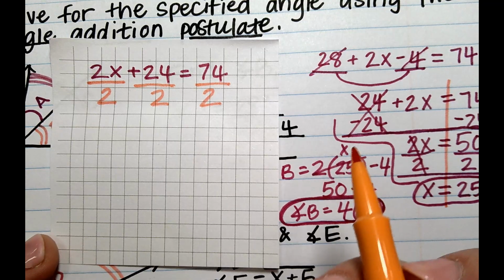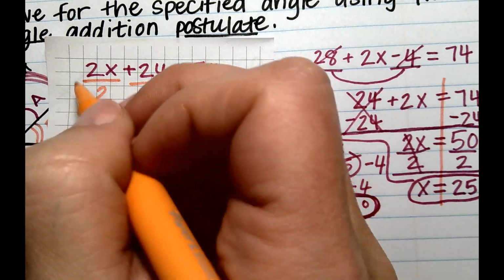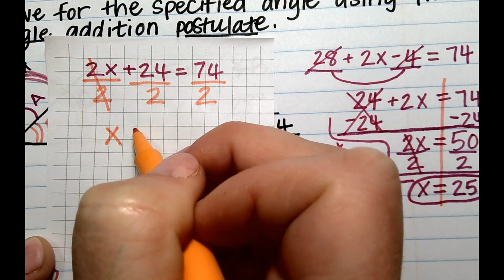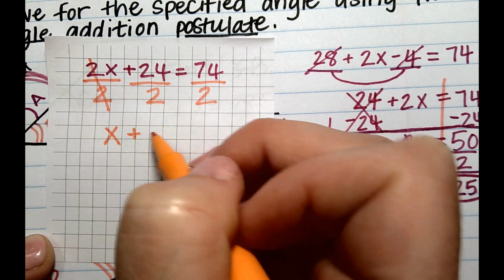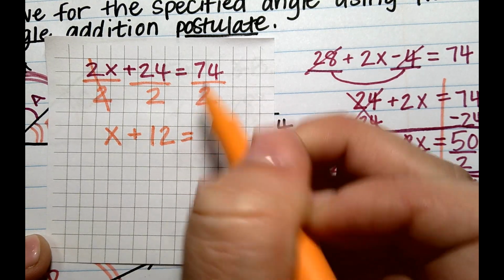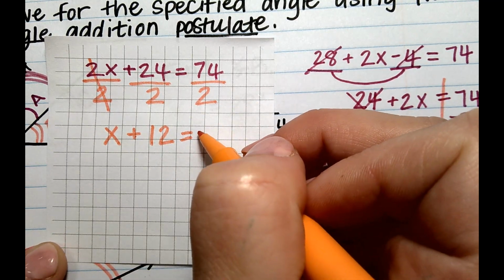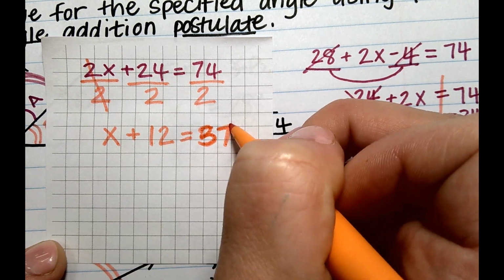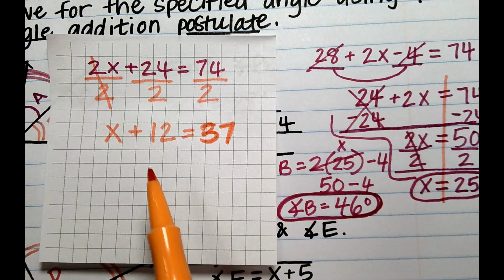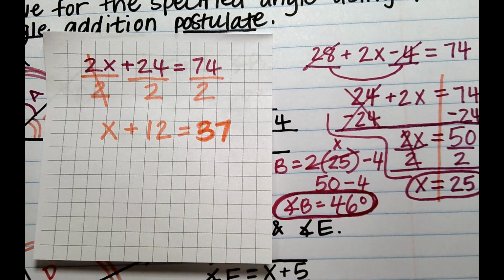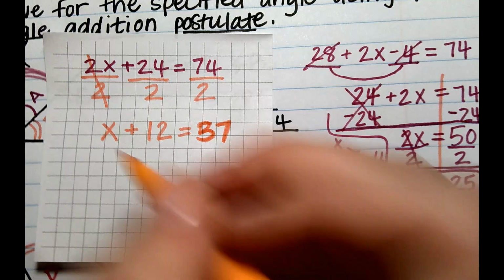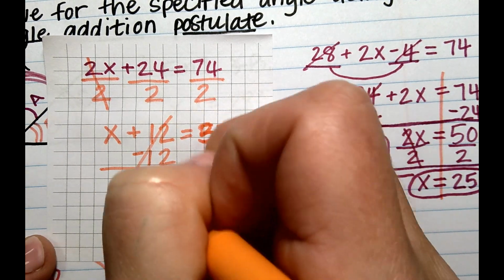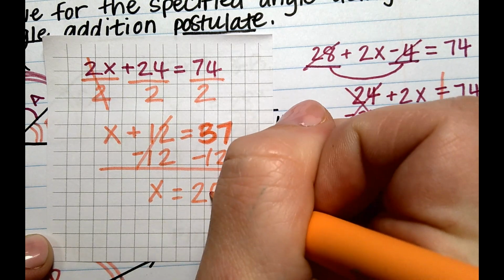So let's see if this would work. Let's see if we get the right answer here. Divide by 2. That gives me x. What's 24 divided by 2? 12, equals, what's 74 divided by 2? 37. Okay, and then what would my last step be? Subtract 12. Yeah, subtract 12. And it's 25. And you still get 25. That's so weird. It works.